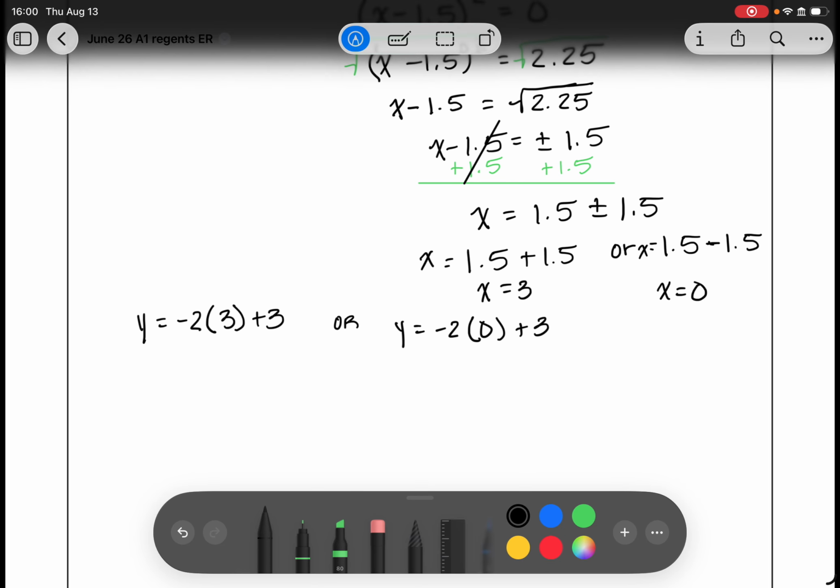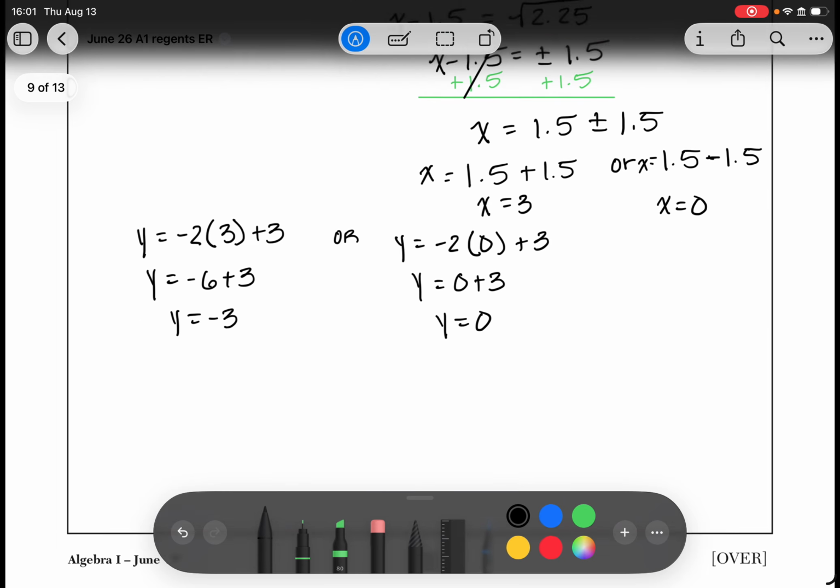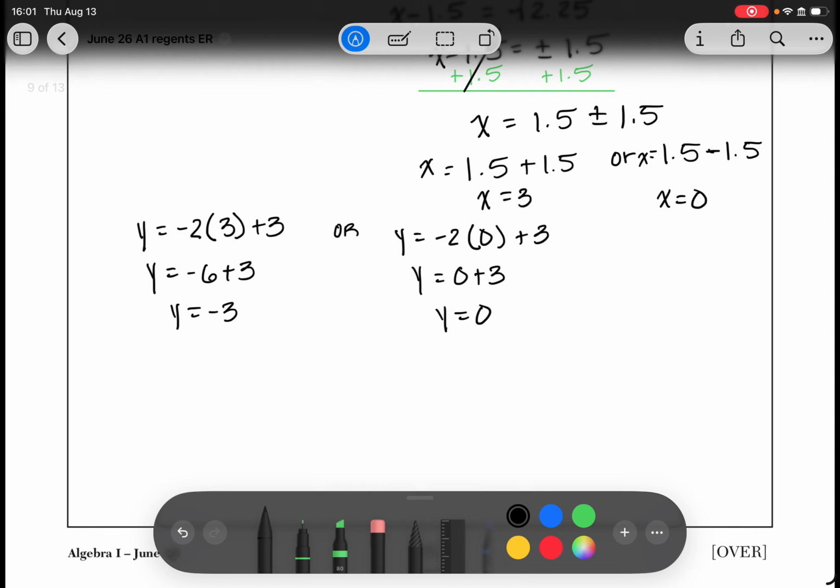I'm just going to write it out. So y equals negative 6 plus 3, which means that y equals negative 3. And then we have y equals 0 plus 3, which means that y equals 3. So our first solution set for this, if x equals 3, y equals negative 3. So we have 3, negative 3.